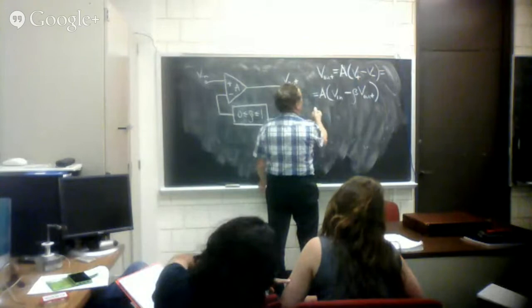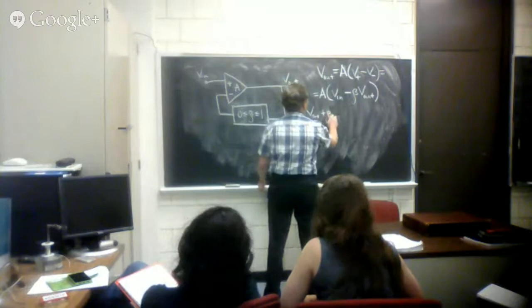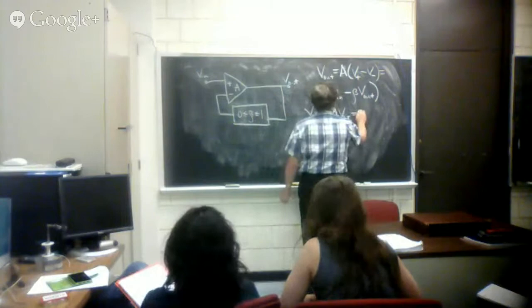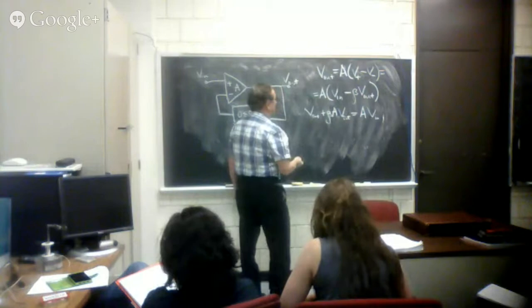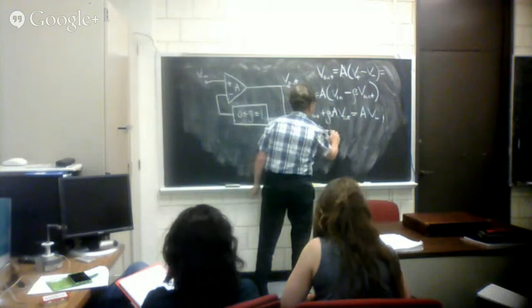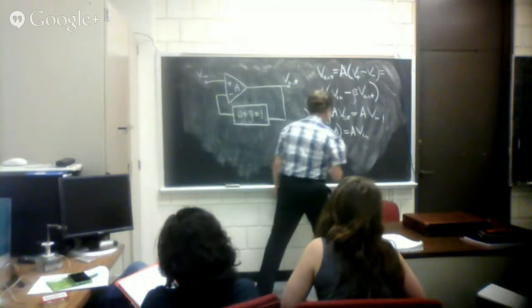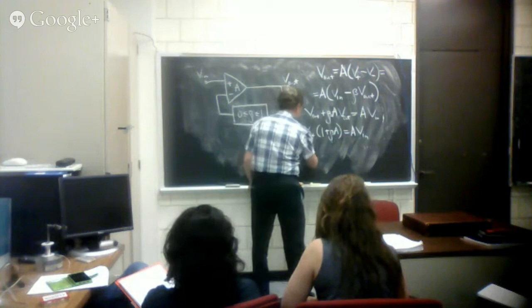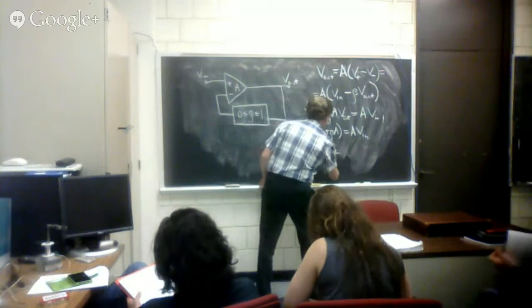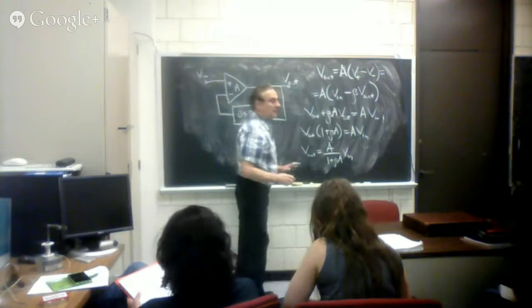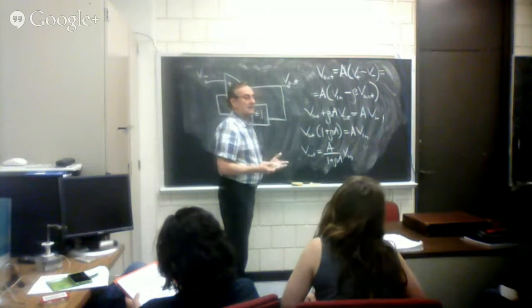And I want to combine the terms. So I will have V out plus beta A V out equals A V in. Right? And V out, therefore, 1 plus beta A equals A V in. And finally, maybe I can write V out equals A divided by 1 plus beta A, times V in. So I didn't make any approximations. I'm just saying, let's write down what that negative feedback will be doing.